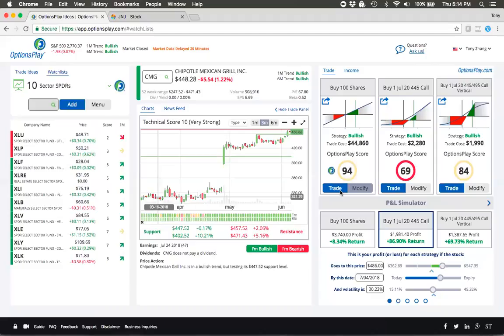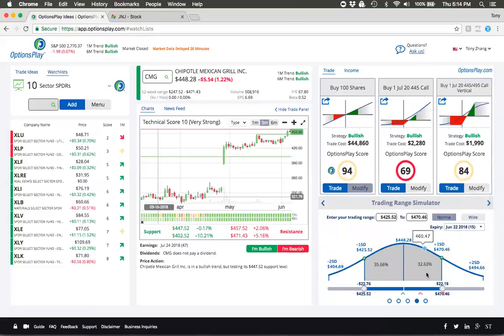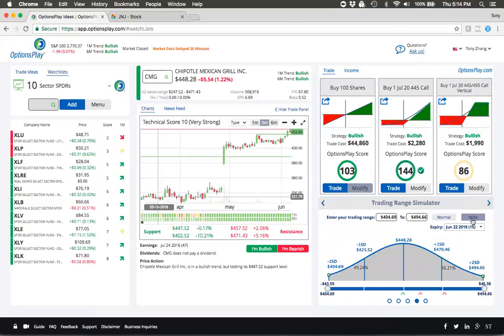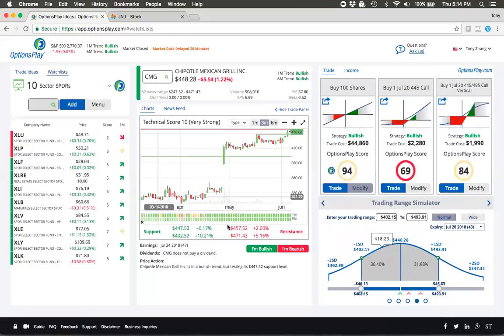Does the platform provide the stock's expected move using the Greeks, spot and option expiration date? So yeah, we have that in our trading range simulator. You can select the expiration date, and it will tell you the expected move for that expiration date. It will tell you that right here, and you can even assume normal distribution or wide distribution. Either one will tell you the expected range for any given expiration that you choose.